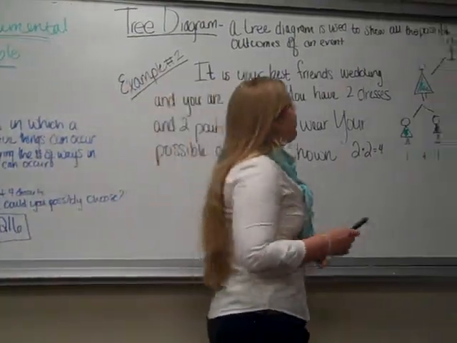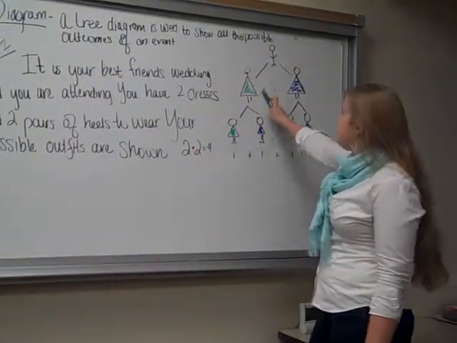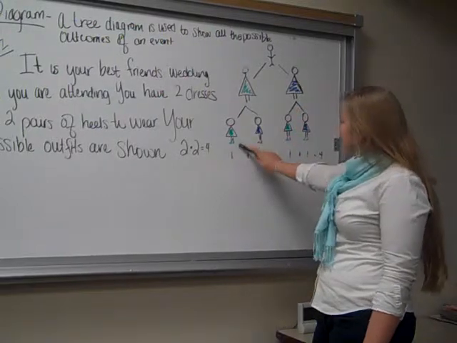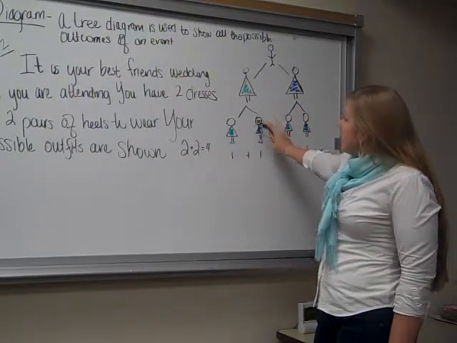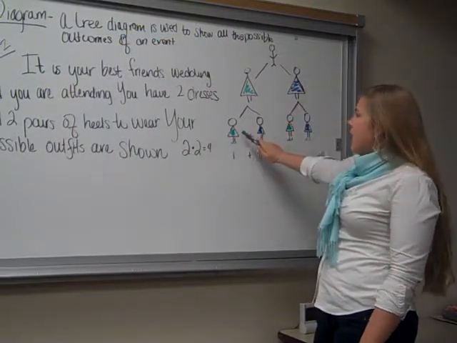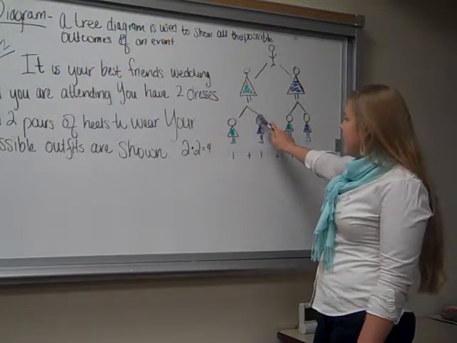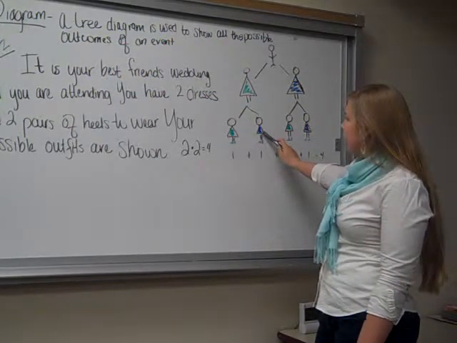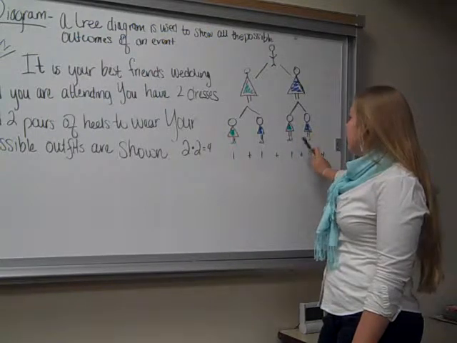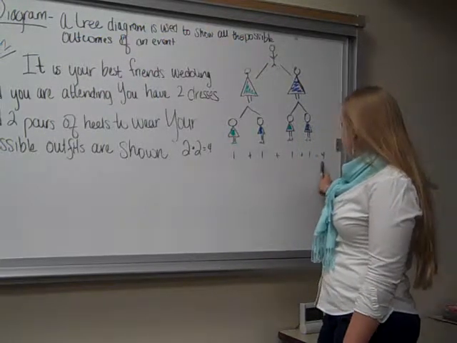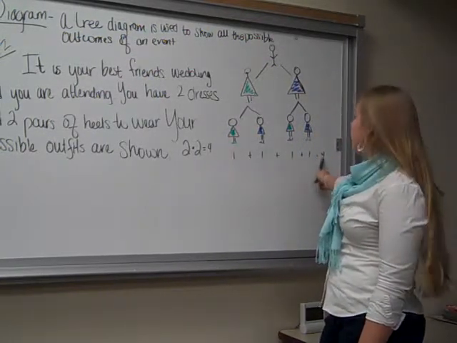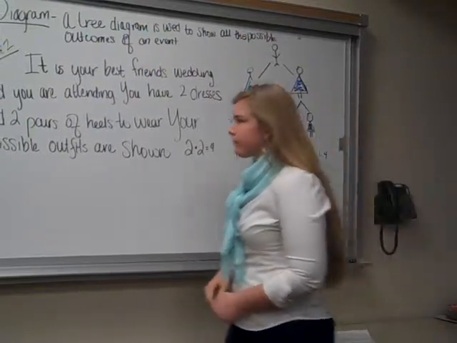So here's you, and you have a green dress and a blue dress. You have some green heels and some blue heels. So basically you just draw it out. Off of that you can do the green on green, blue on blue, green on blue, and blue on green, which gives you a total possibility of 4 outfits.